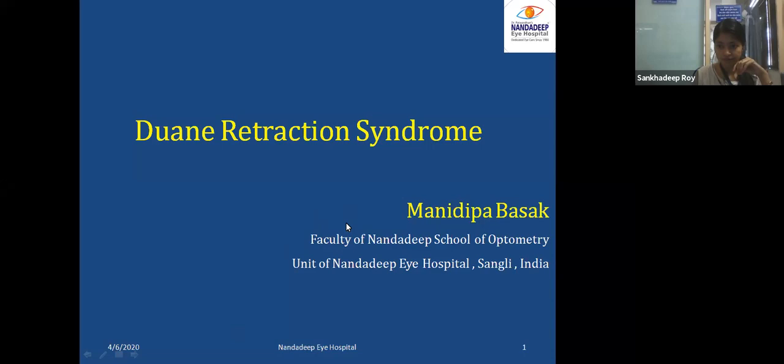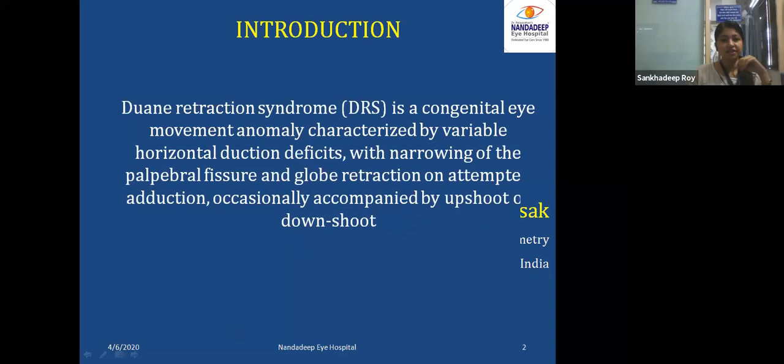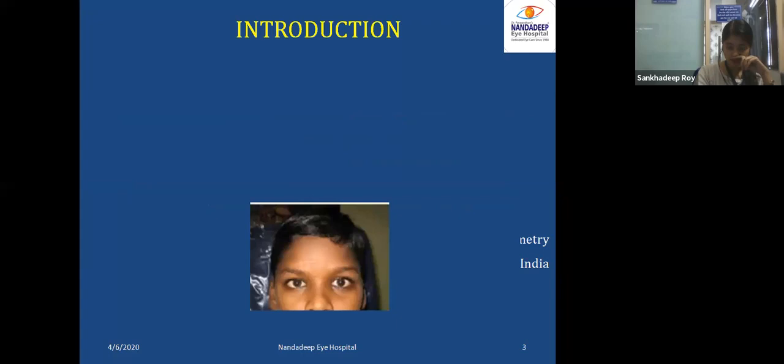It is a congenital anomaly of eye movement characterized by variable horizontal duction deficit with narrowing of the palpebral fissure and globe retraction on attempted adduction, occasionally accompanied by upshoot and downshoot. This is a picture of a child post-treatment in primary gaze. Looking at this picture, you probably can't tell whether there is any narrowing of the palpebral fissure height, because both eyes look so similar, right?